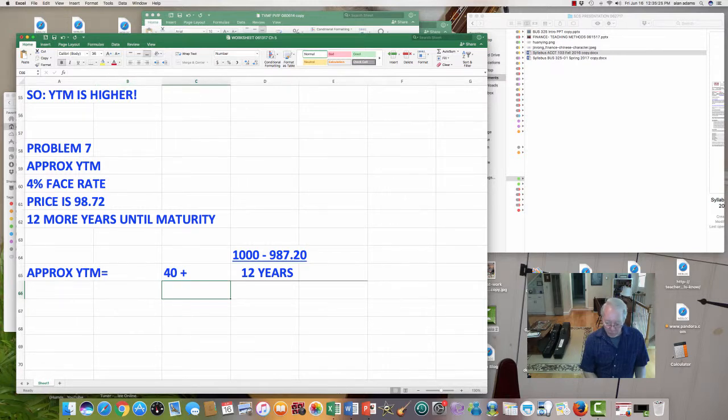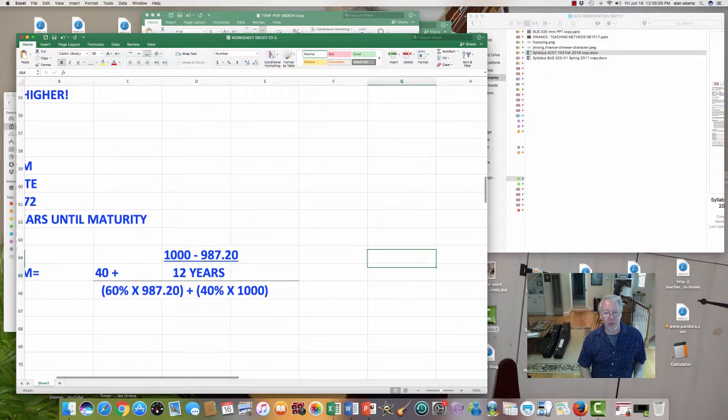The denominator is going to be found by doing the weighted average of the purchase price of the bond and the face amount of the bond at the end. So I'm going to take 60% times my price, which is $987.20, and I'm going to add that to a 40% weight. I'm going to do a 60-40 here, on the amount that we get at maturity. So we're going to combine all of these aspects together.